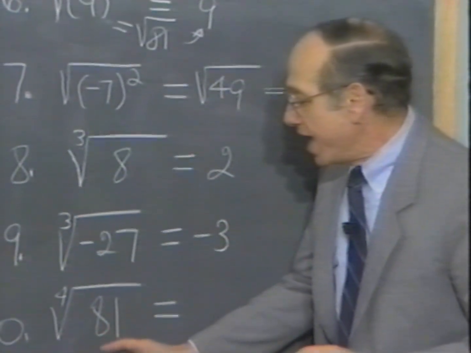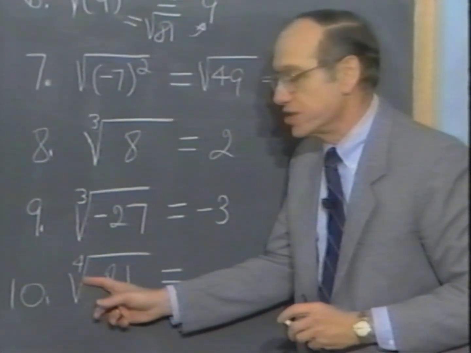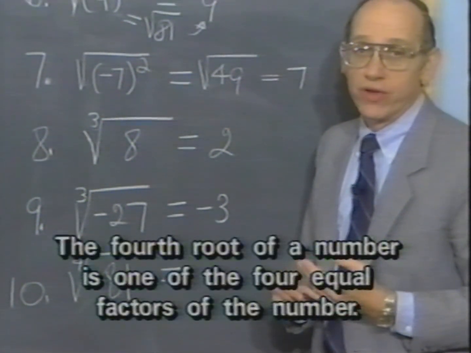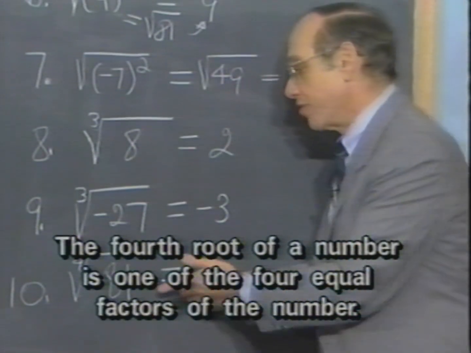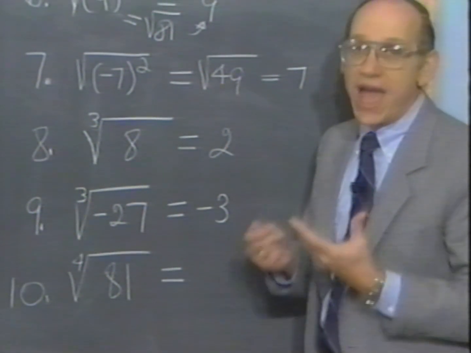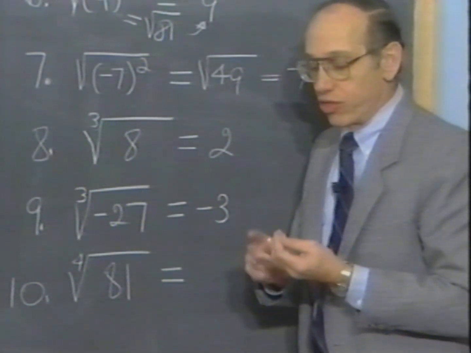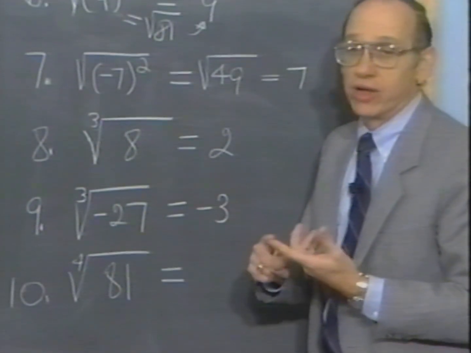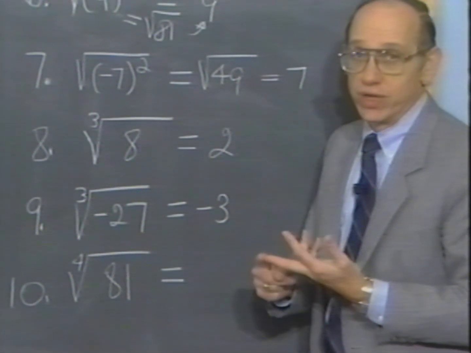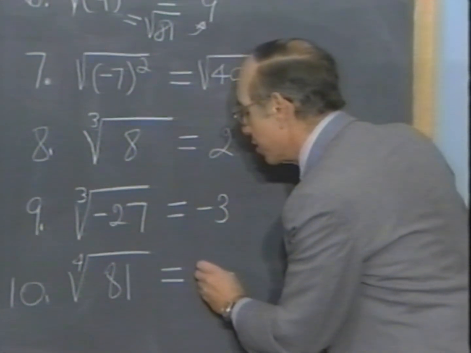In example 10, we have the fourth root of 81. You see here the index is not 3, it's 4. And again, what we want here is one of 4 equal factors that result in 81. What number raised to the 4th power is equal to 81? Well, there aren't many choices. 3 times 3 times 3 times 3 actually gives you 81. 3 times 3 is 9, times 3 again is 27, times 3 is 81. So the 4th root of 81 is 3.